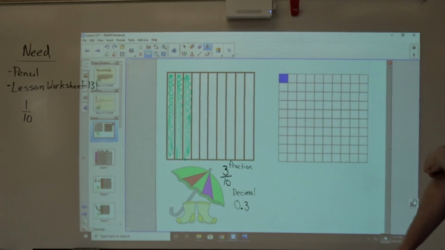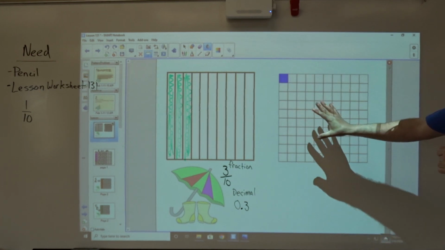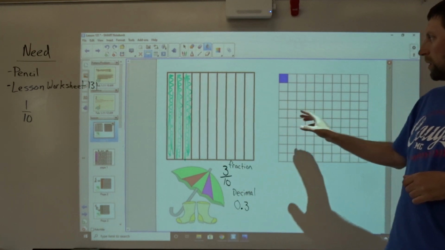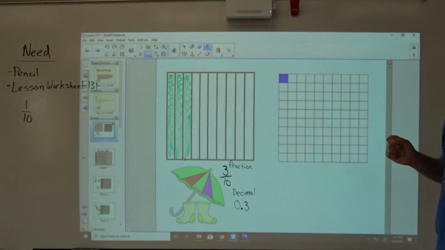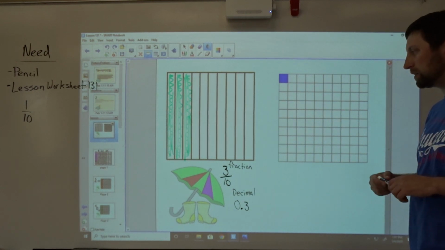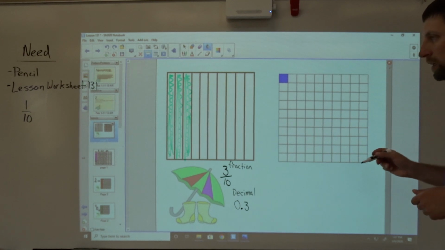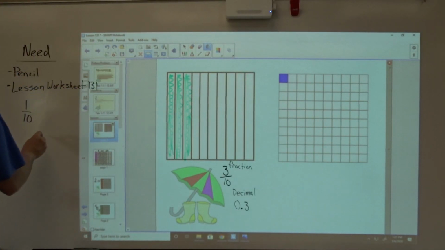Okay, so now let's go to this one, what we're working on today. And this is the same size square as the one before, but now instead of dividing it into 10 pieces, we have divided it into 100 pieces. So each one of these pieces, we would say, is equal to 1/100. And we've practiced writing fractions like this already this year.